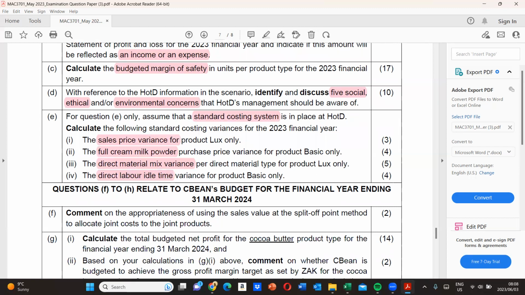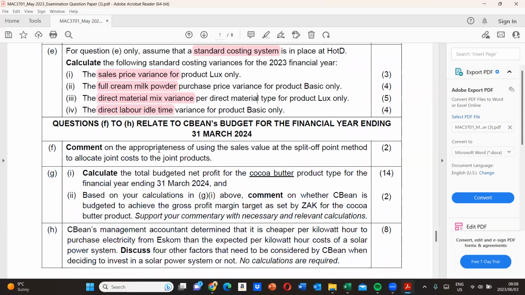So the only way to approach this question now, of course, will be to use what? It will be to use the formulas, the standard costing formulas, which we gave you guys. All right. And then F, it says comment on the appropriateness of using the sales value at split off point, a method to allocate joint costs to the joint products.